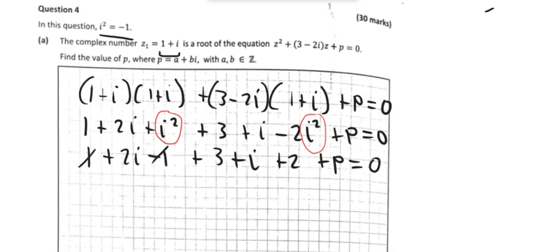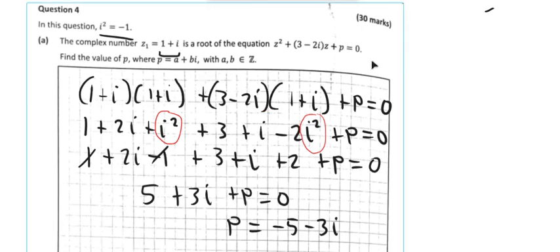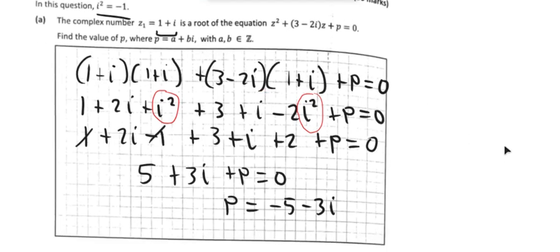Those will cancel. We get 3 plus 2, which is 5. We get 2i plus i, which is 3i. Just making sure I didn't have anything else. So then we get p is equal to minus 5 minus 3i. And that should be it for part A.